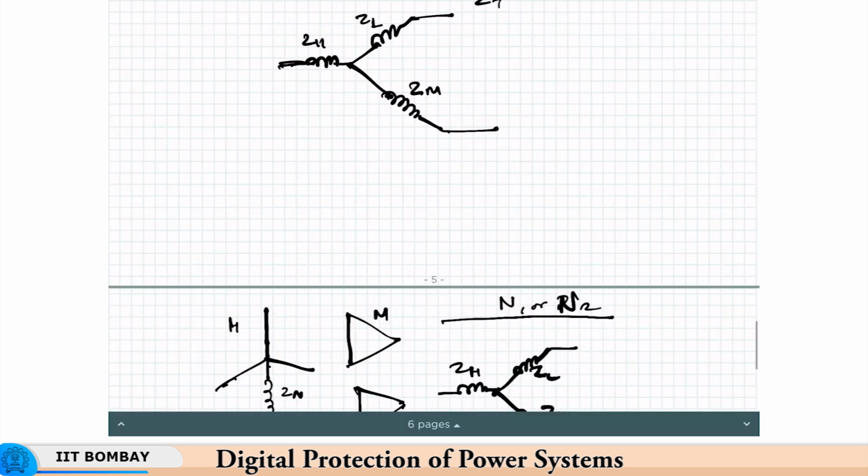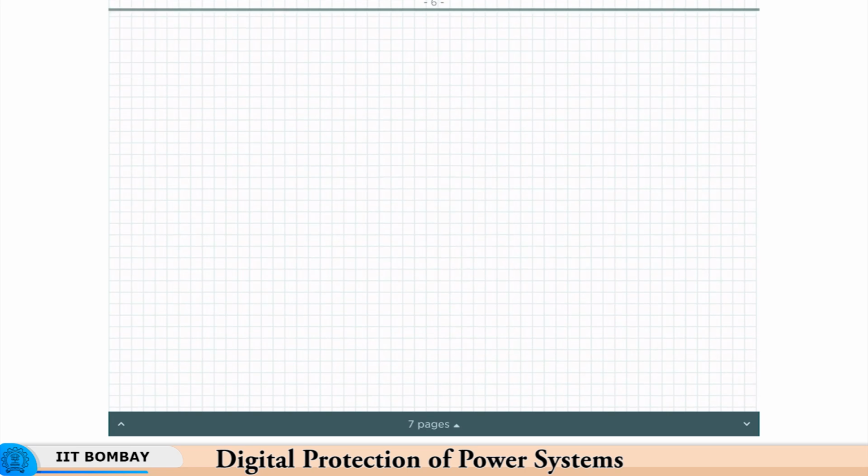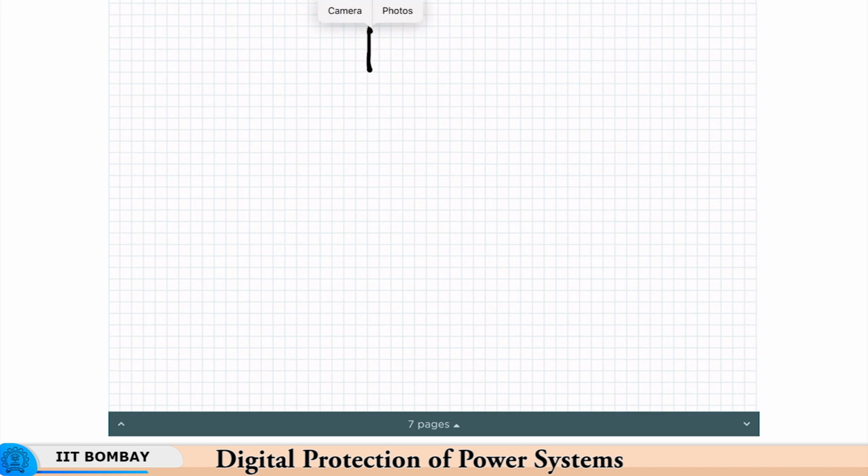Consider an unloaded synchronous machine. This is the phase A. Also positive and negative sequence.